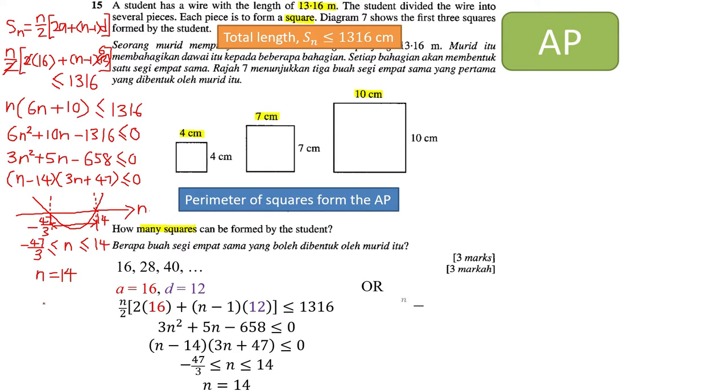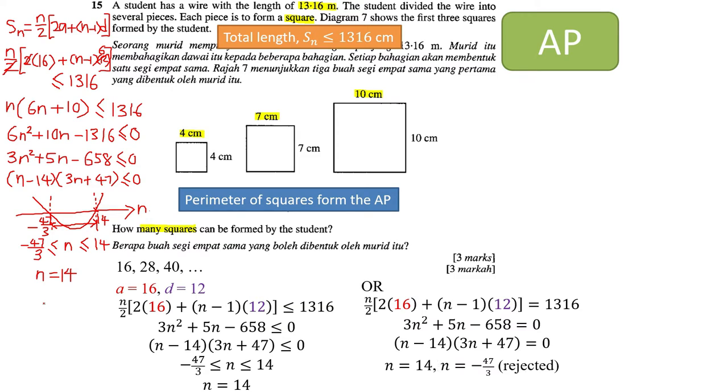If you let it equal to 1316, you will do as usual also. You get the general form, and then you factorize. Here, you will have two roots. We reject the negative value, and we get the final answer as 14. We use less than or equal because we consider in some conditions, we might not fully use the whole wire. But it's not a problem, you can always put equal also. Alright, 1 mark is given once you manage to identify your a and d. 1 mark is given once you apply the formula of Sn, either less than or equal to 1316 or equal to 1316. So lastly is your answer 14.